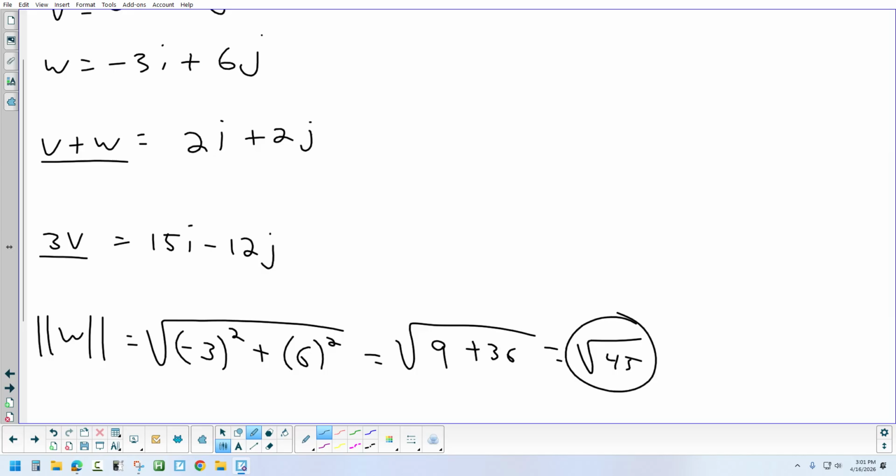If they wanted us to reduce it, we could break that up into 9 times 5, which would be 3 square roots of 5. We should always be able to reduce the square root just in case they ask for that on the test. Okay, so any questions on adding, scaling, or finding magnitude?